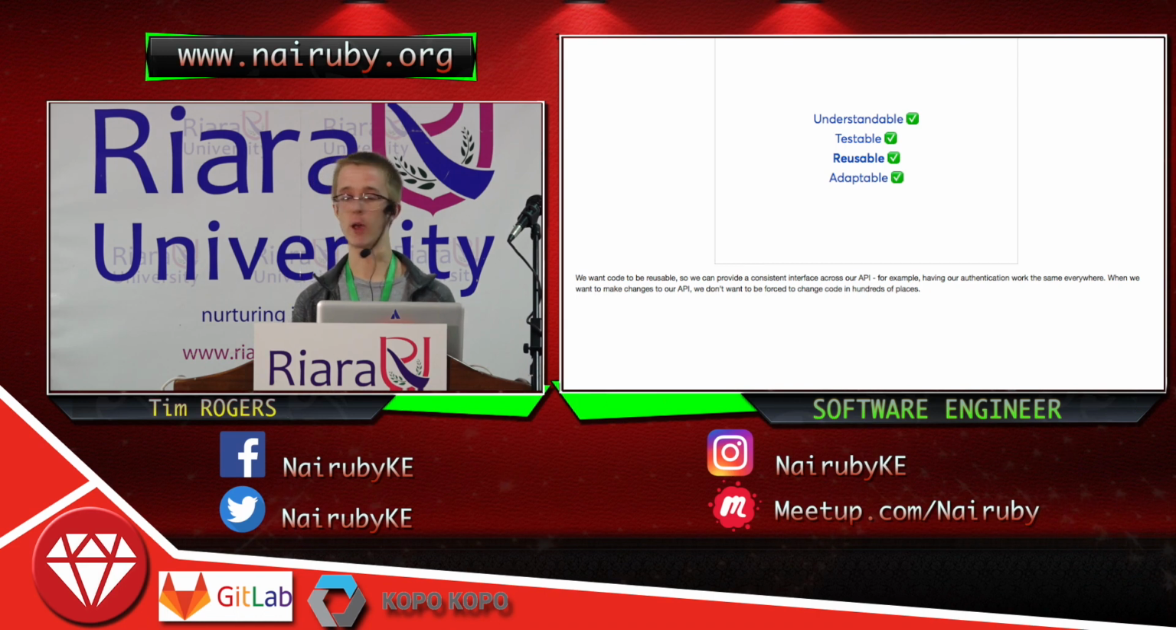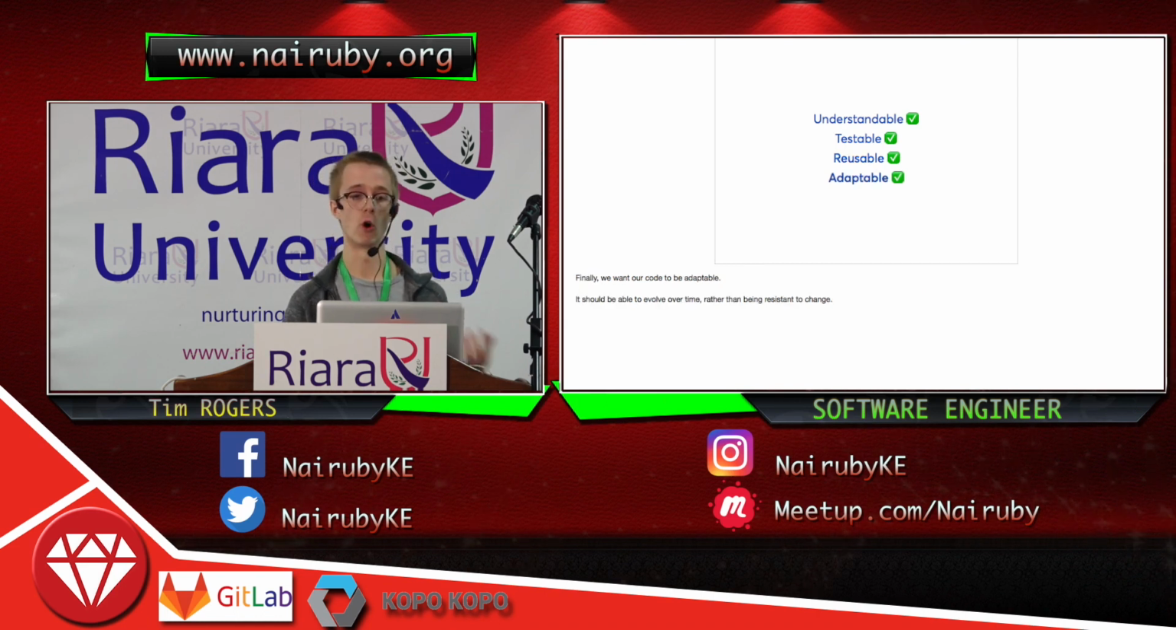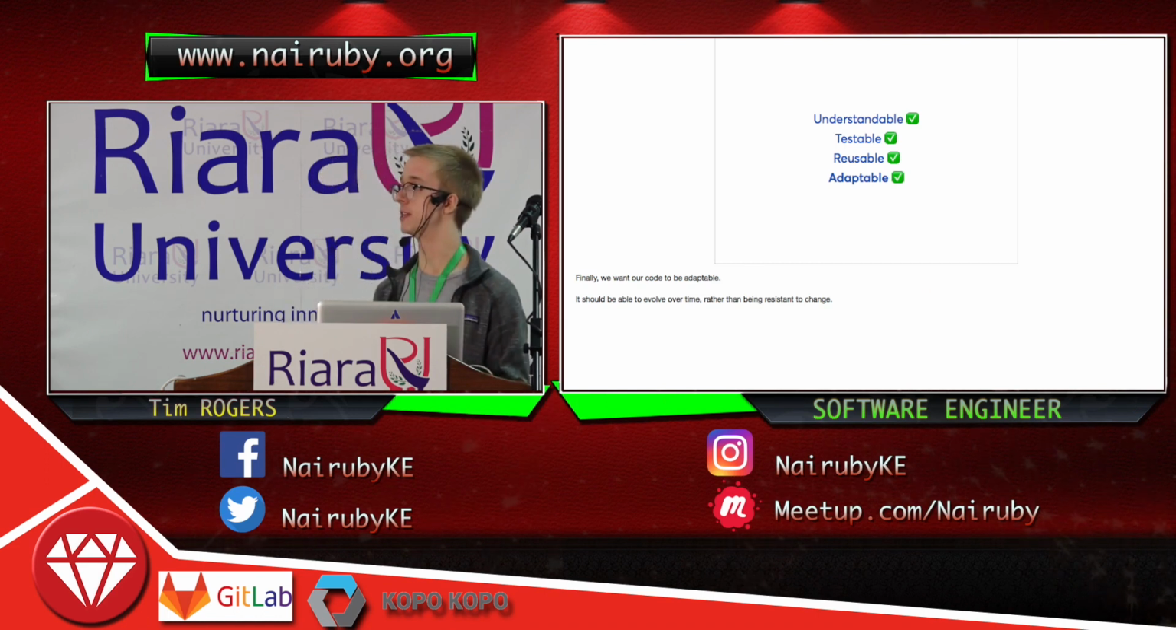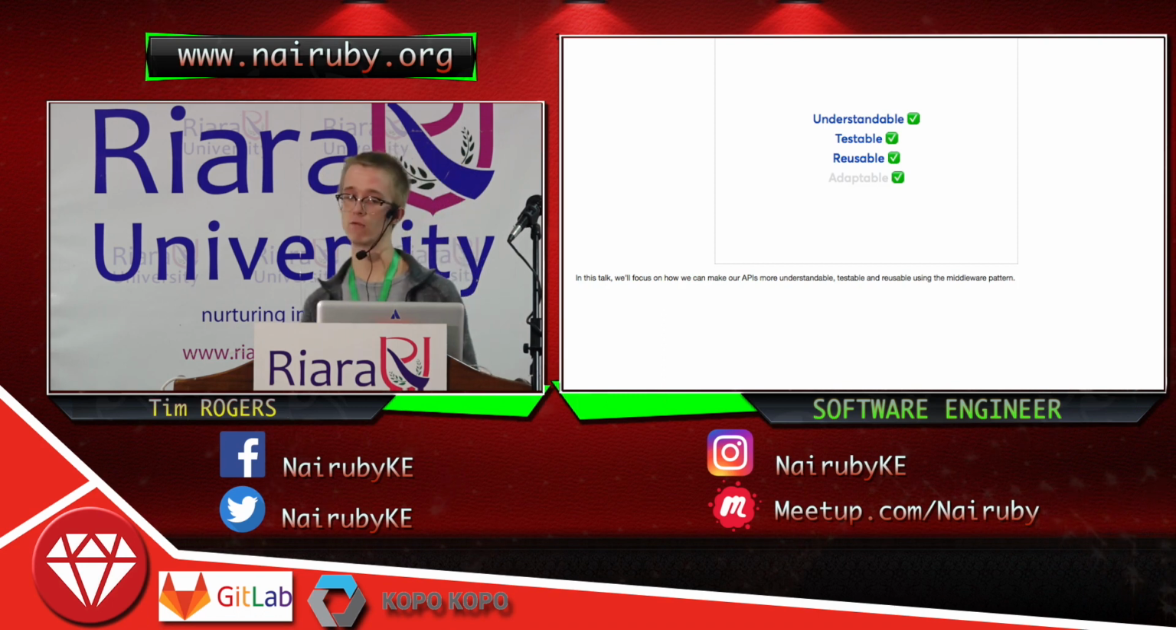And finally, we want our code to be adaptable. It should be able to evolve over time, rather than being resistant to change. In this talk, I'm going to focus on understandability, testability, and reusability.